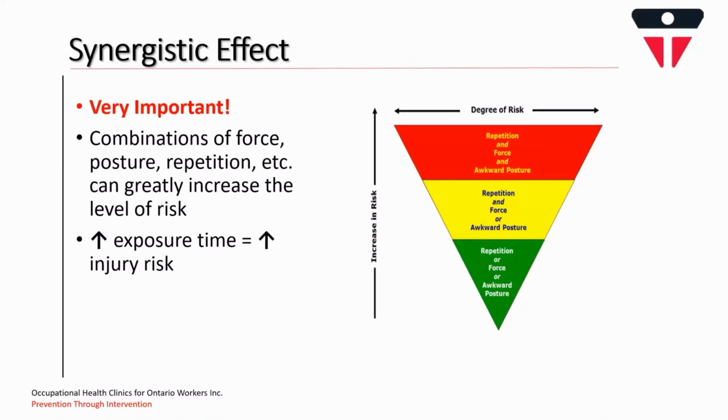So at the bottom of the triangle there, you see, if you're subjected to high repetition or higher forces or extended awkward postures, you have some risk. But when you introduce a second risk factor and then a third risk factor, it greatly increases the chance of you obtaining one of these musculoskeletal disorders. And the greater the time you spend under these risk factors, the greater the chance of increasing your injury risk.